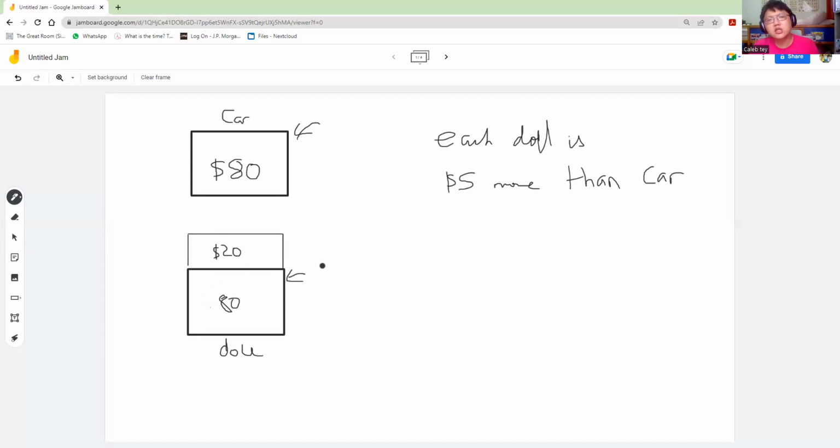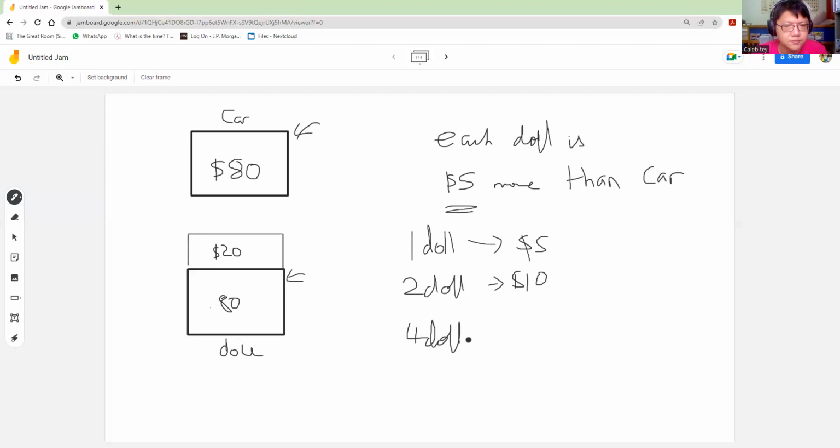And remember we said that each door is $5 more than the car, right? So if I buy one door and one car, I will be paying only $5 more. If I bought two doors and two cars, it would have been $10 more, because each one is $5 more. So how many do I need to buy to be $20 more? Quite simply, 4 doors. Which means we bought 4 doors and we bought 4 cars.